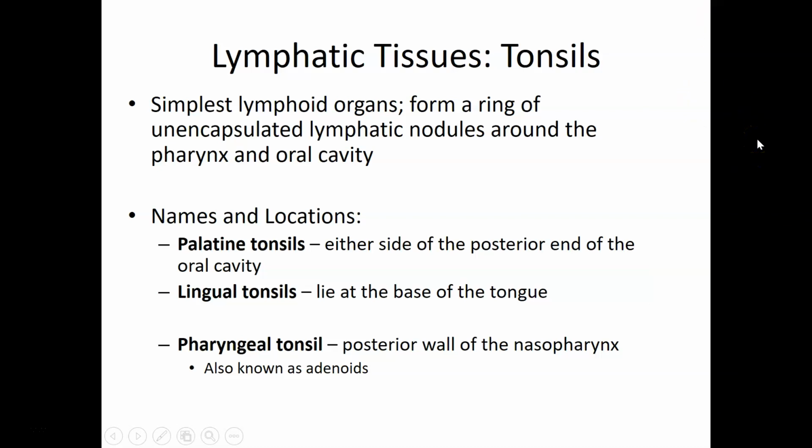Tonsils are an example of this. Unencapsulated groups of lymphatic nodules, and they're embedded in the tissues around the pharynx and the oral cavity. Three main types given different names. Palatine are left and right side of the back of the oral cavity. Lingual tonsils are at the base of the tongue, and the pharyngeal tonsils are in the back superior wall of the nasopharynx. The pharyngeal tonsils are also known as the adenoids.